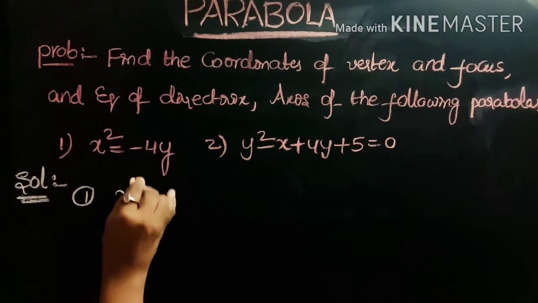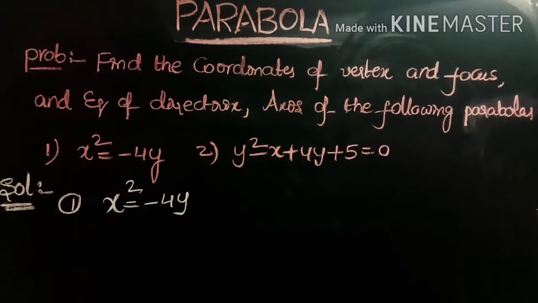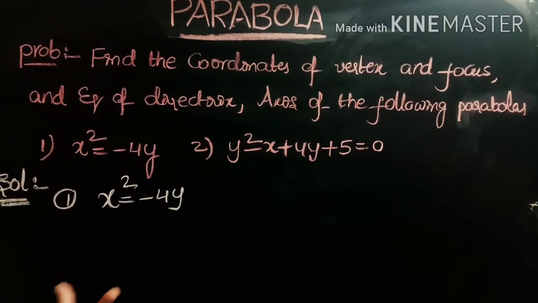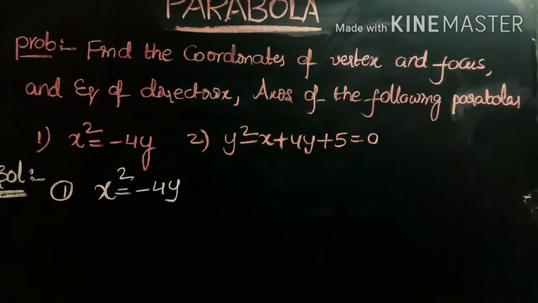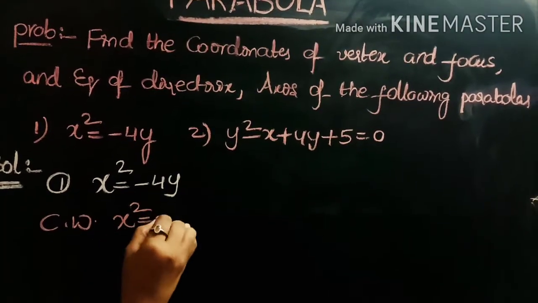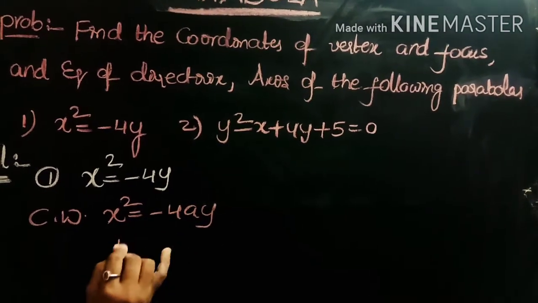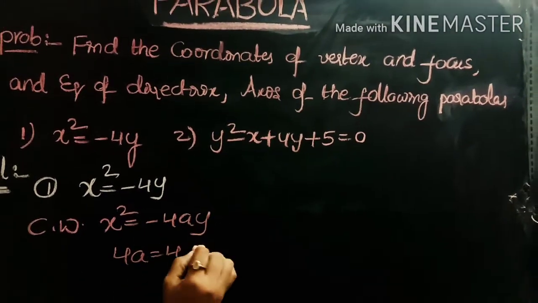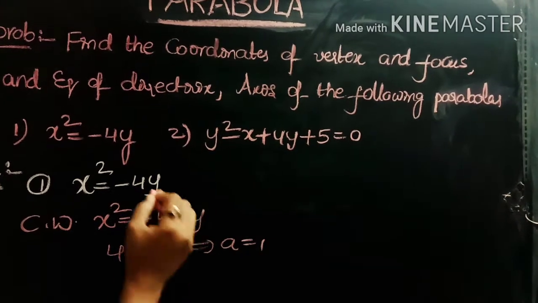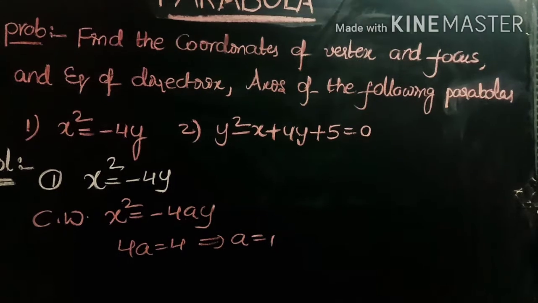So first we are writing the first equation. Here the first problem is x square is equal to minus 4y, which is clearly in the known parabola form, that is in the form of x square is equal to minus 4ay. So we directly compare this equation with x square is equal to minus 4ay. Then what are the values? Here we get 4a is equal to 4. Minus and minus get cancelled, 4a is equal to 4, then the value of a is equal to 1.